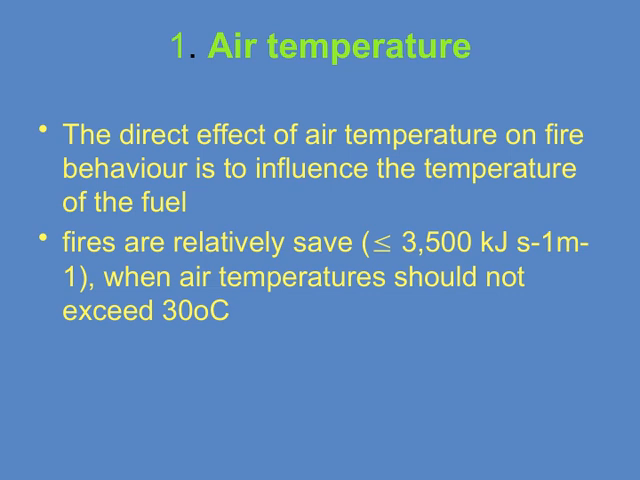Essentially, it influences the temperature of the fuel, which is a crucial factor in how fires develop and spread. When the air temperature is relatively moderate, fires tend to be safer. In fact, fires are generally considered manageable when their energy release is at or below 3,500 kilojoules per second per meter. To put that into perspective, maintaining air temperatures below around 30 degrees Celsius helps keep fire behavior within safer limits. So, understanding and monitoring air temperature is vital for predicting fire behavior and ensuring safety during firefighting operations.